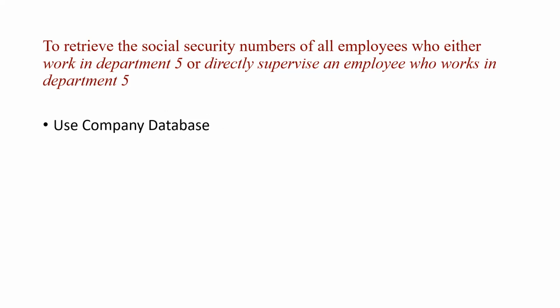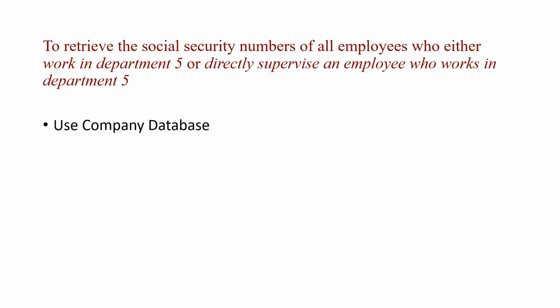Employee may work in some other department, but employee can supervise in the department number 5. So if we get these two results, we can combine using union operation, then we will get the actual result. How to find the employees who are working in the department number 5 is sigma department number equal to 5 of employee relation. From employee relation, we will get this result.